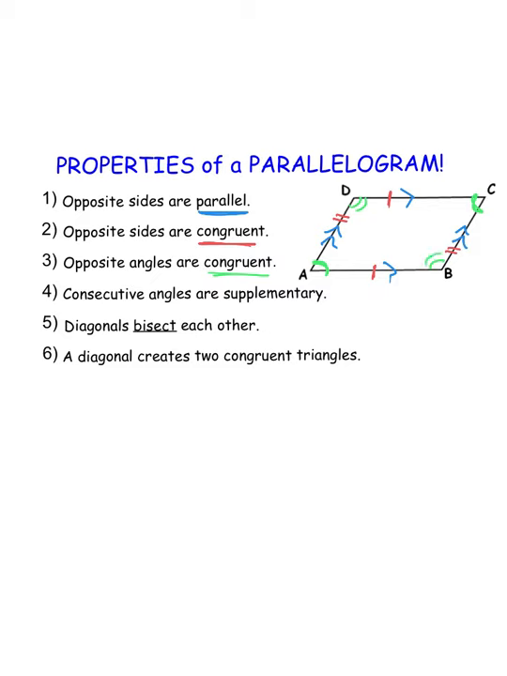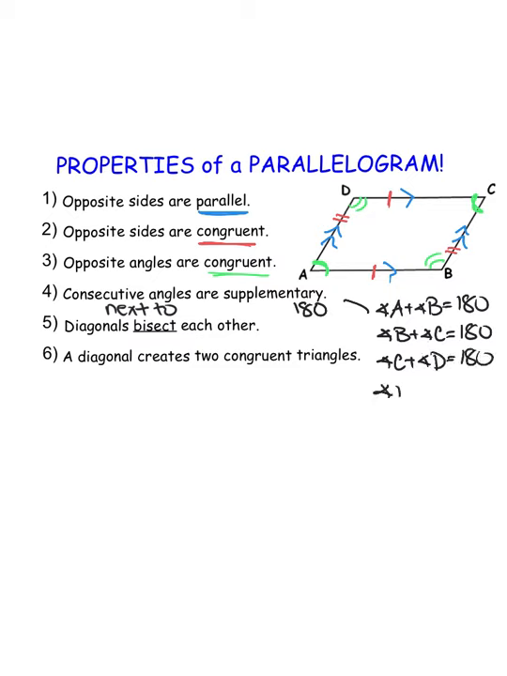The fourth thing is that consecutive angles are supplementary, and if you forget, consecutive means next to. Supplementary again means 180 degrees. So for this one, angle A plus angle B equals 180, or angle B plus angle C equals 180, angle C plus angle D equals 180, and angle D plus angle A equals 180.